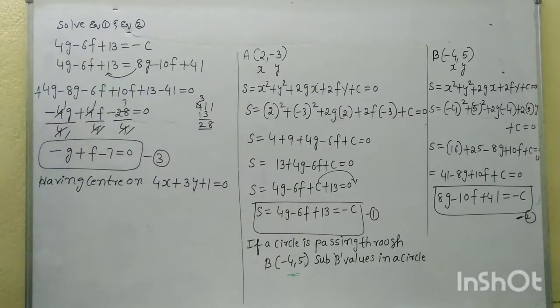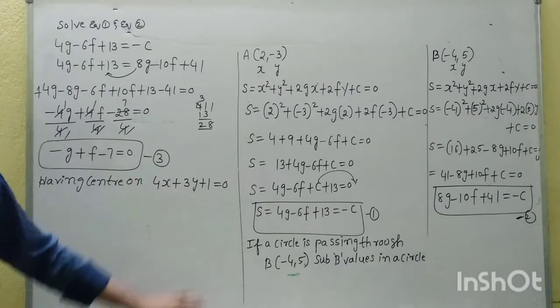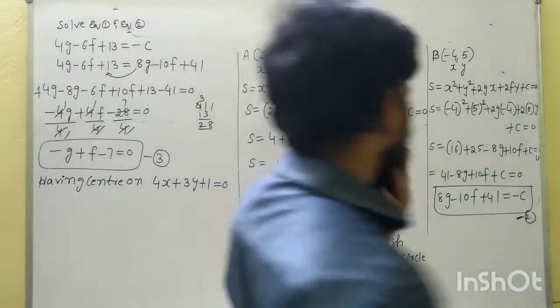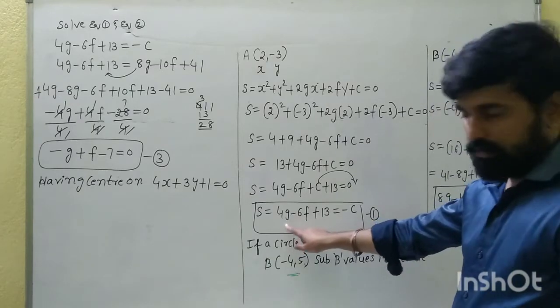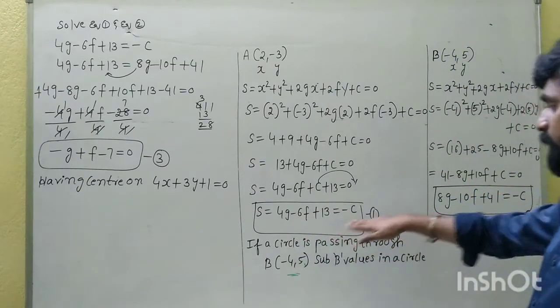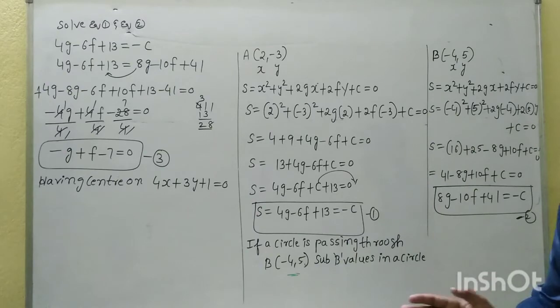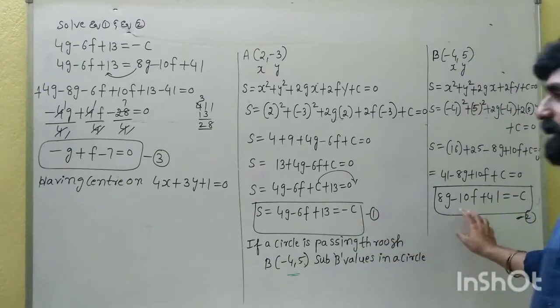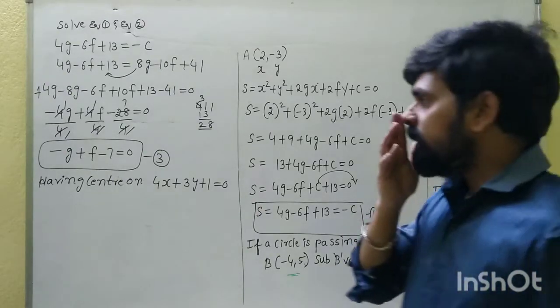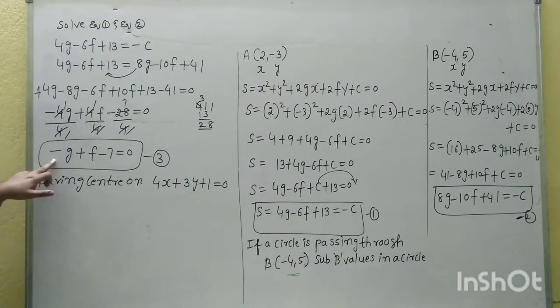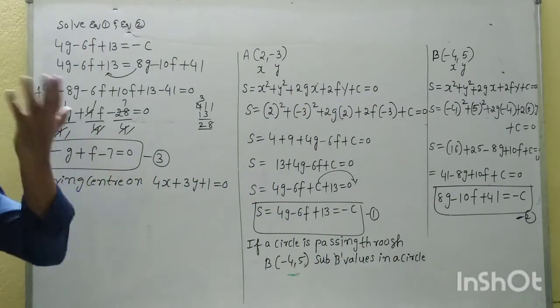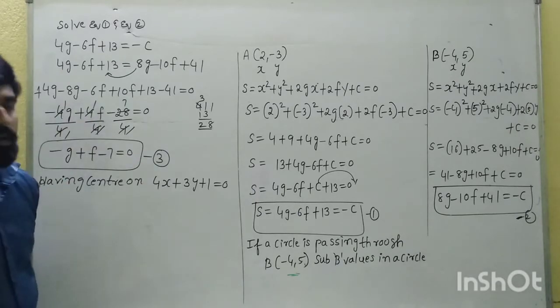To find this, we don't know the f value, we don't know the g value, we don't know the c value. So we need to eliminate one of them. Here I eliminated the c value by solving equations 1 and 2. So to get the g and f values, we need one more equation.